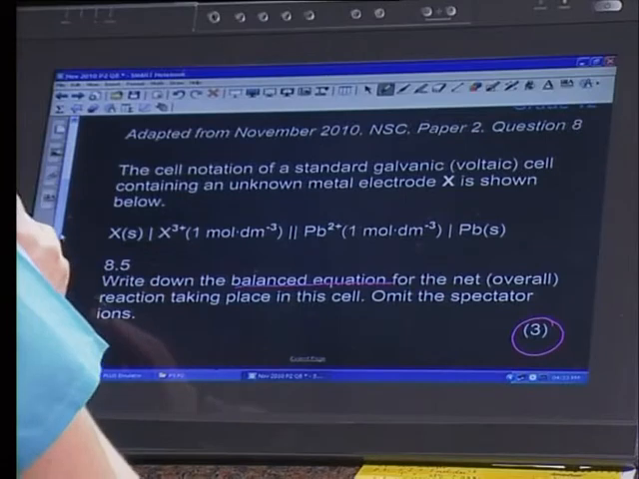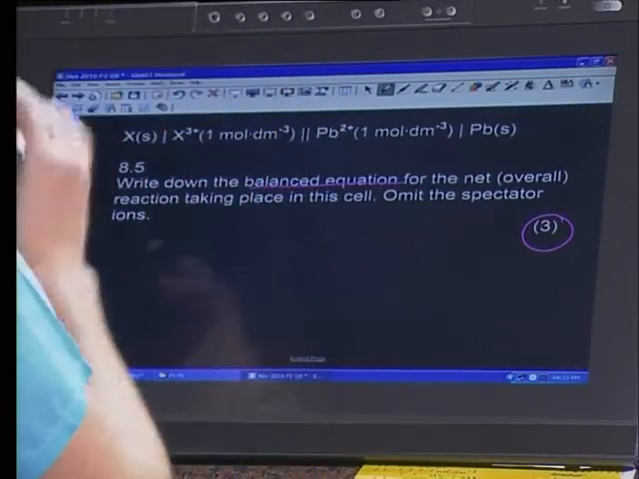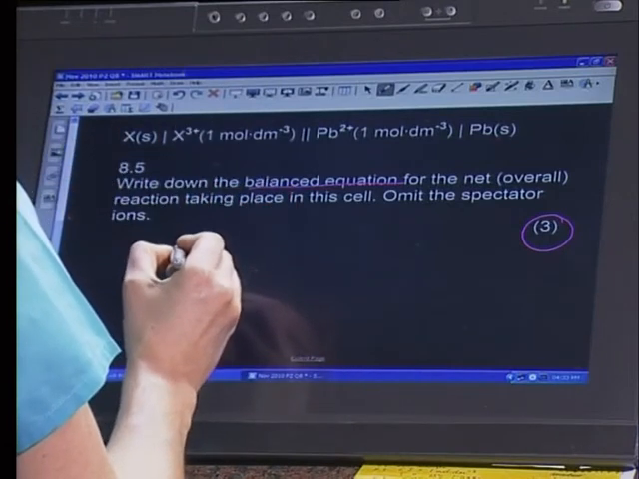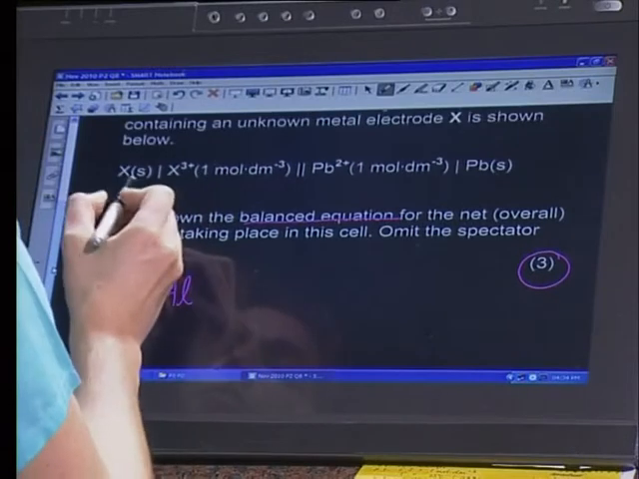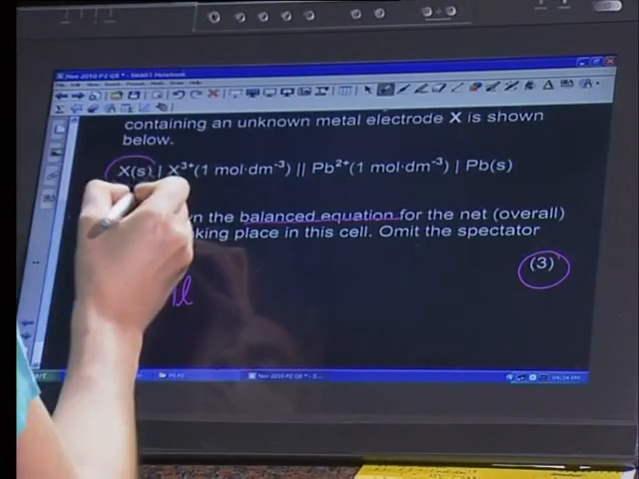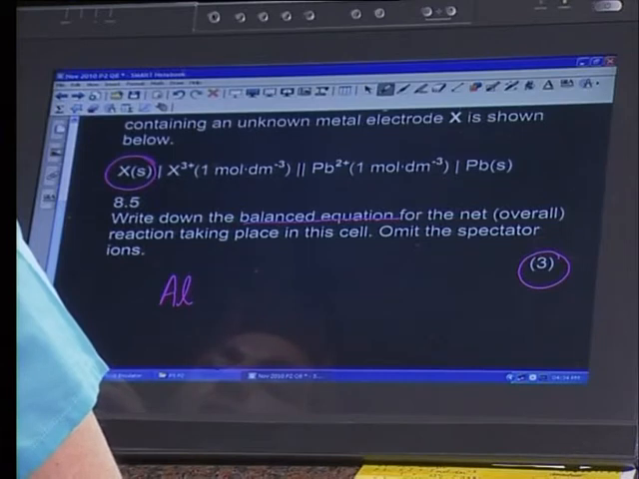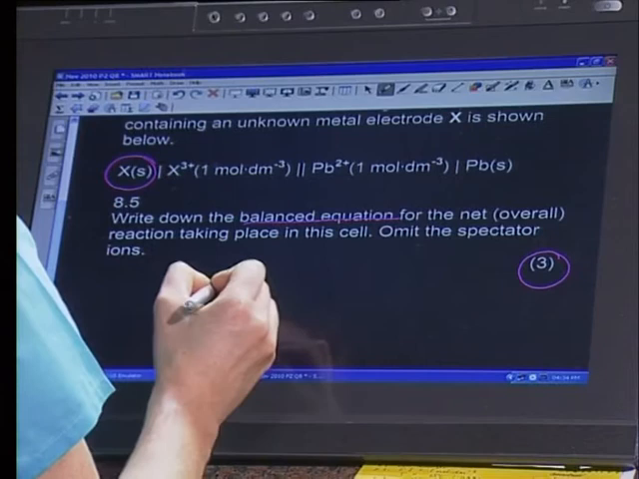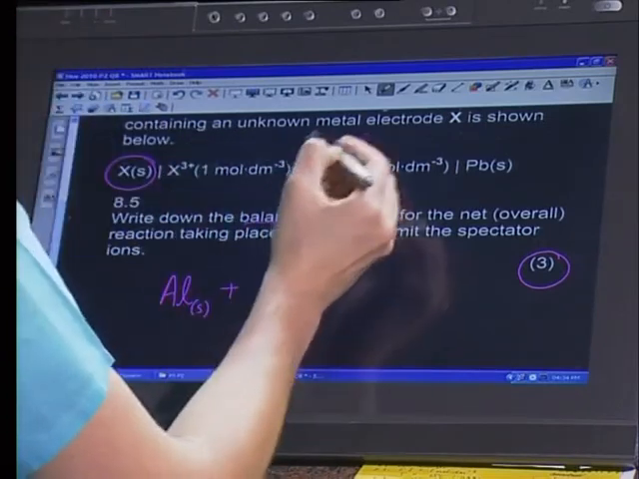So let's look at question 8.5 now, where they ask us to write the net equation. Now, for the net equation, remember that's the overall sum between the oxidation and the reduction half reaction. So you're going to start off with your aluminium. Now look at what we have over here. You will see that on this side I start off with X as a solid, and we've now identified X to be aluminium. So you're going to start off with aluminium in the solid phase. It is going to react with my lead that I have. It's the first one that you see after the double line.